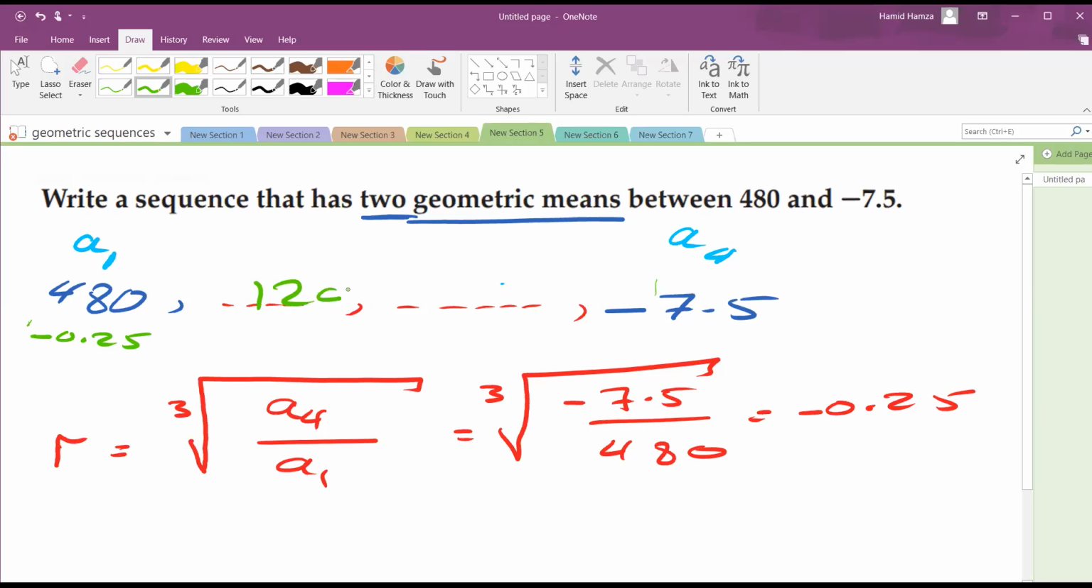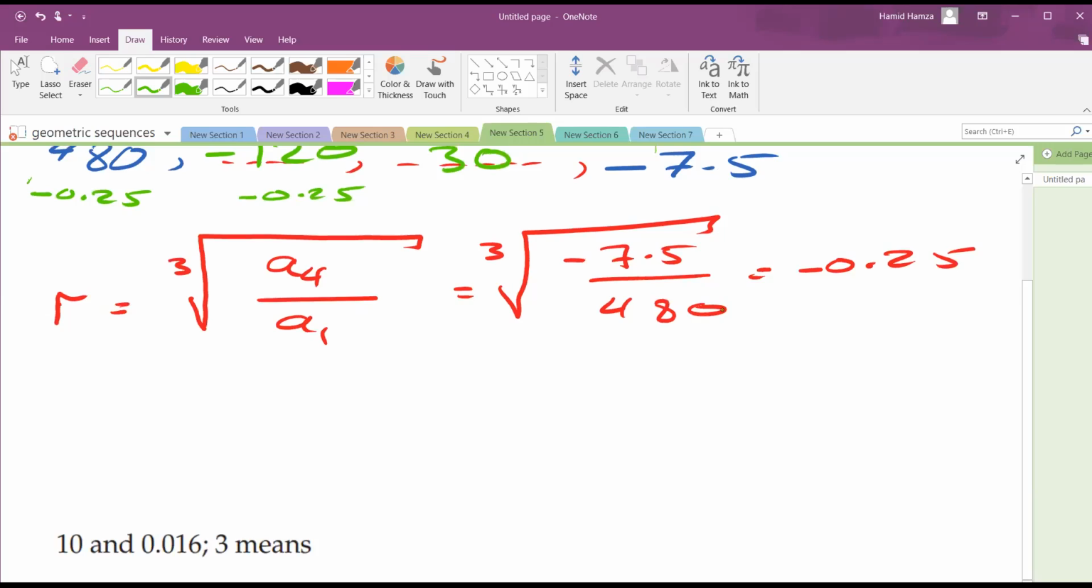Okay, and negative 120 multiplied by negative 0.25, I think it will be 30. Yes, so that's it. So these are the two geometric means inserted between 480 and negative 7.5.